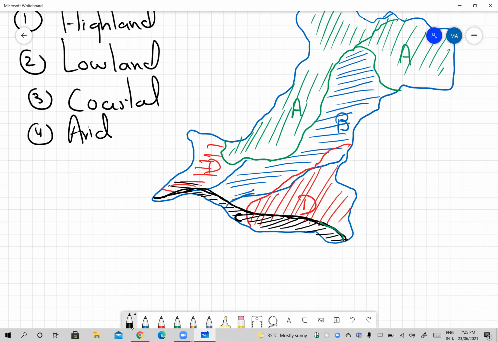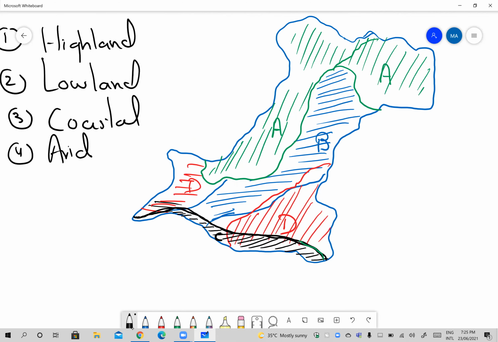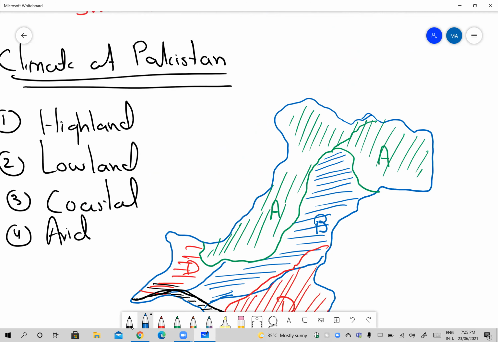Now we're going to discuss some details as to how the climates differ, what the climates exactly are. So let's talk about the highland climate. I'm going to write a few pointers for you guys just so you know what kind of climate it is. For the highland areas: extreme winters. Winters are very cold and summers are not very cold, moderate summers. And you could say rainfall, a good amount of rainfall in winters and summers.